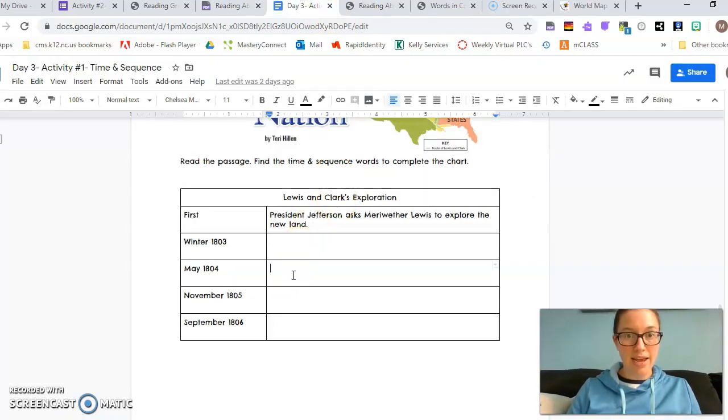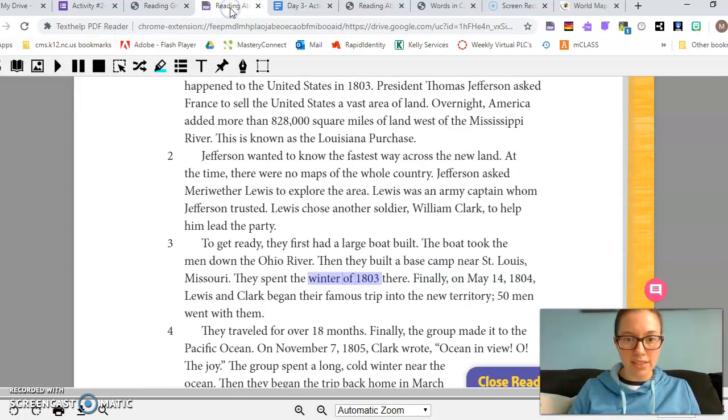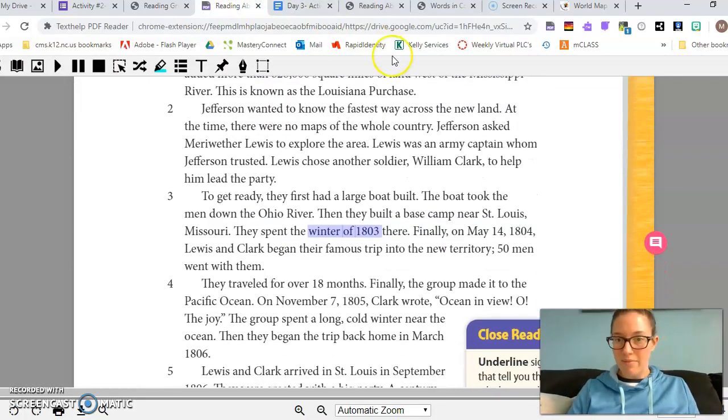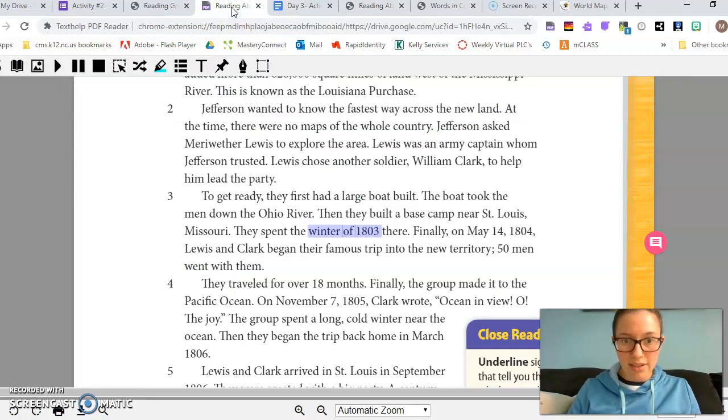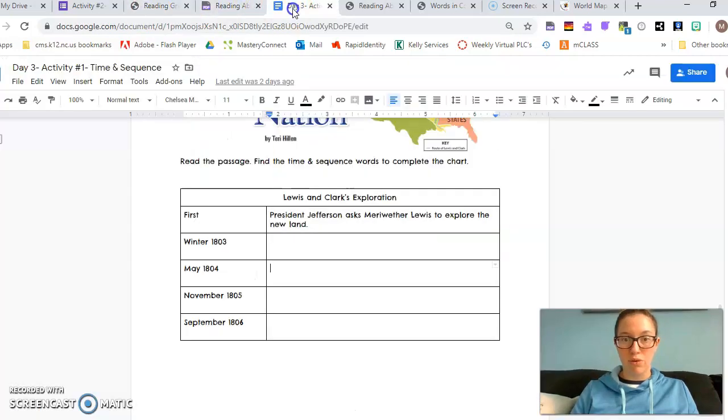Then in May 1804, let's see what happened. May 14th, 1804, Lewis and Clark began their famous trip into the new territory. Great. So in that box, you should have put May 14th, 1804. Go back and look at my text. Lewis and Clark began their famous trip to explore the new territory, which would go right here.